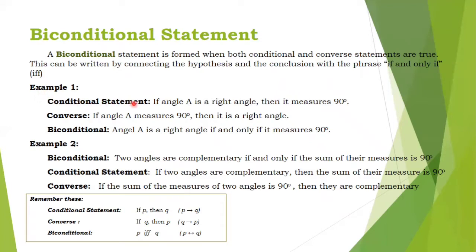So let's take this example. Conditional statement is, if angle A is a right angle, then it measures 90 degrees.